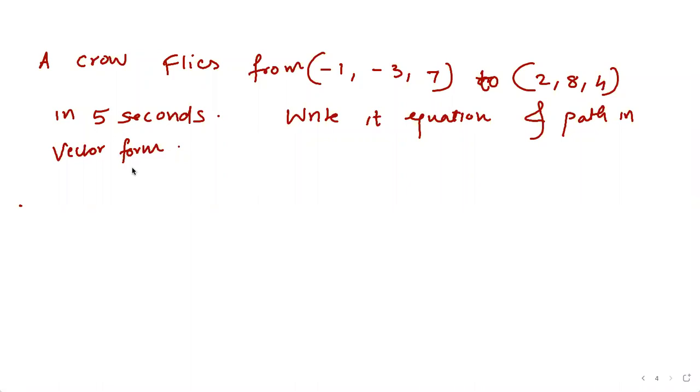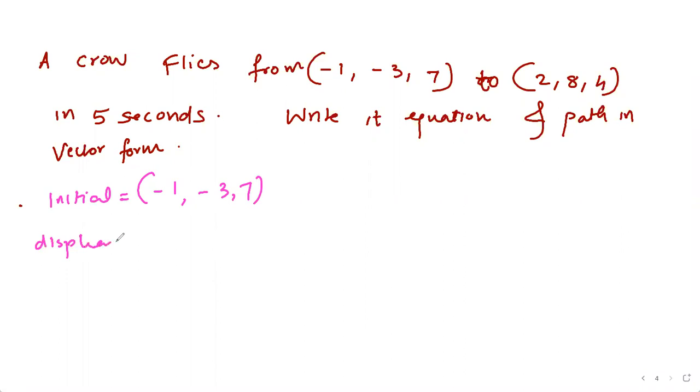So for this particular problem, we have a crow flying from (-1, -3, 7) to (2, 8, 4) in 5 seconds. You have to write down the equation for this path in vector form. So first thing is that you need the initial point. The initial point is basically (-1, -3, 7). And you need the direction vector or velocity vector. So first you find out the displacement.